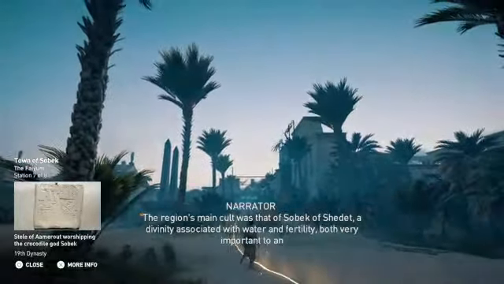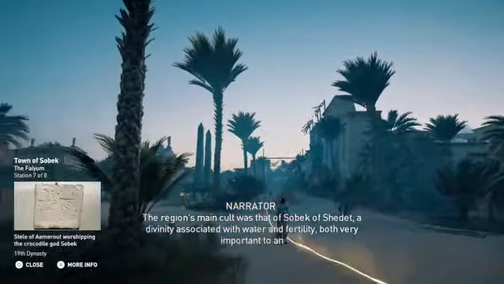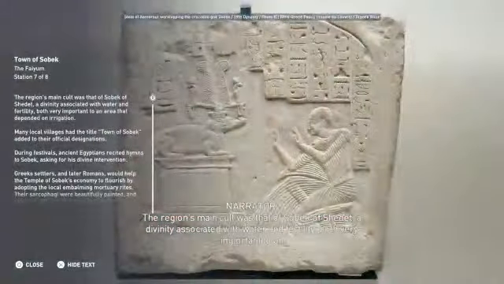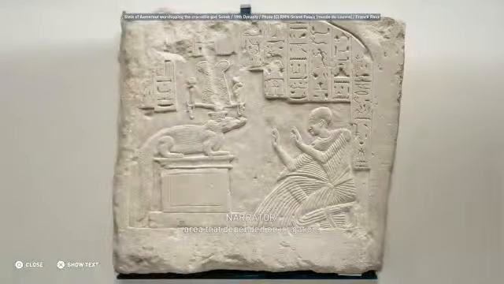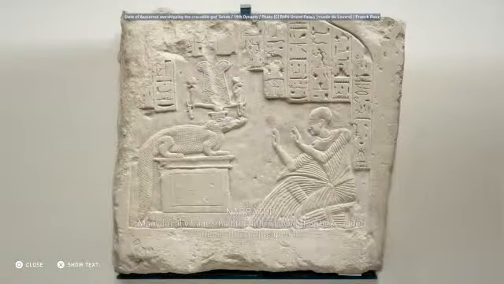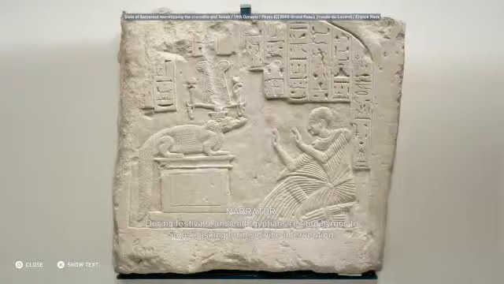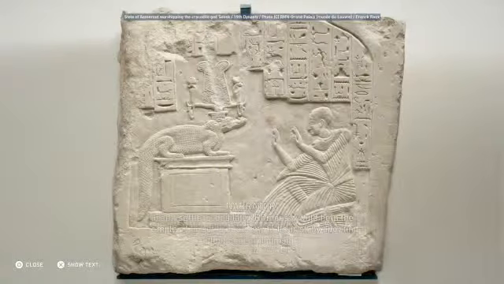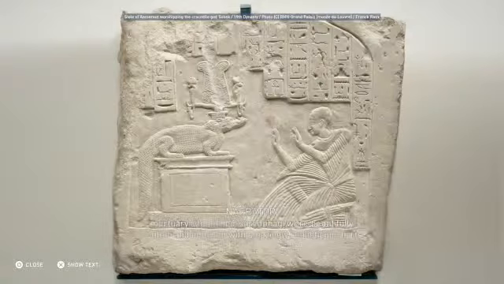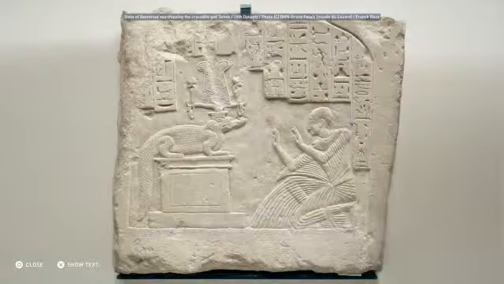The region's main cult was that of Sobek of Shedet, a divinity associated with water and fertility, both very important to an area that depended on irrigation. Many local villages had the title Town of Sobek added to their official designations. During festivals, ancient Egyptians recited hymns to Sobek, asking for his divine intervention. Greek settlers and later Romans would help the Temple of Sobek's economy to flourish by adopting the local embalming mortuary rites. Their sarcophagi were beautifully painted and adorned with amazingly realistic portraits.